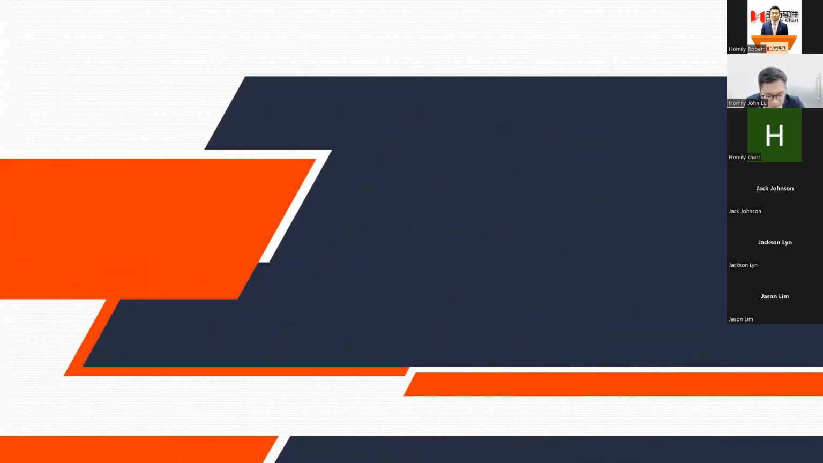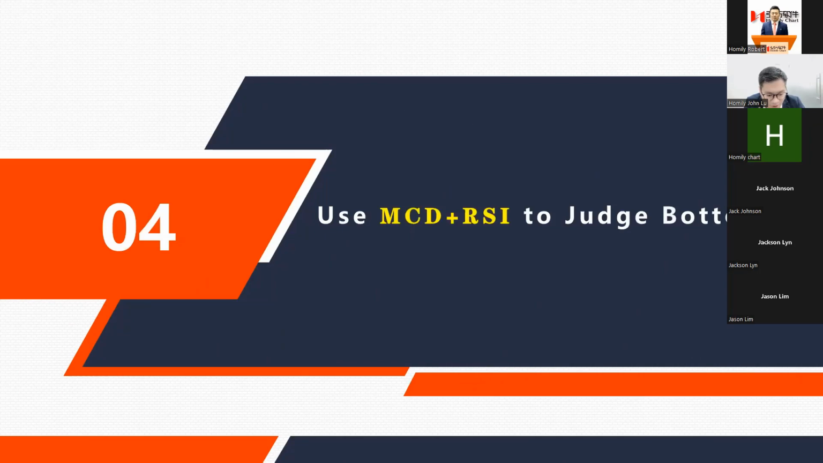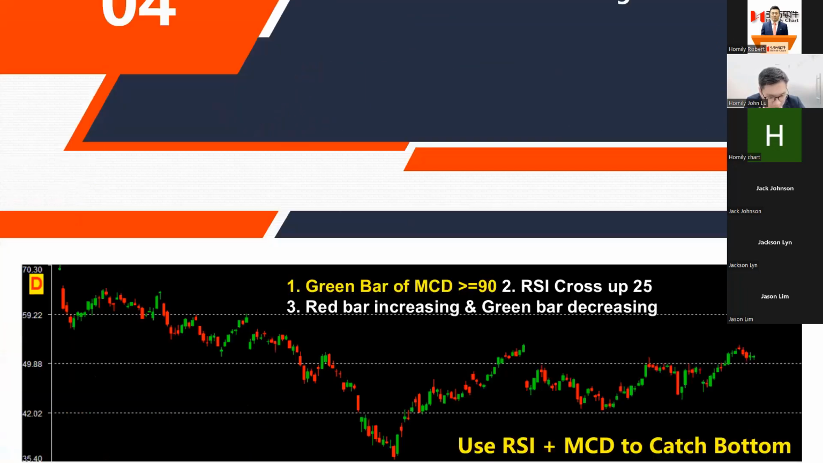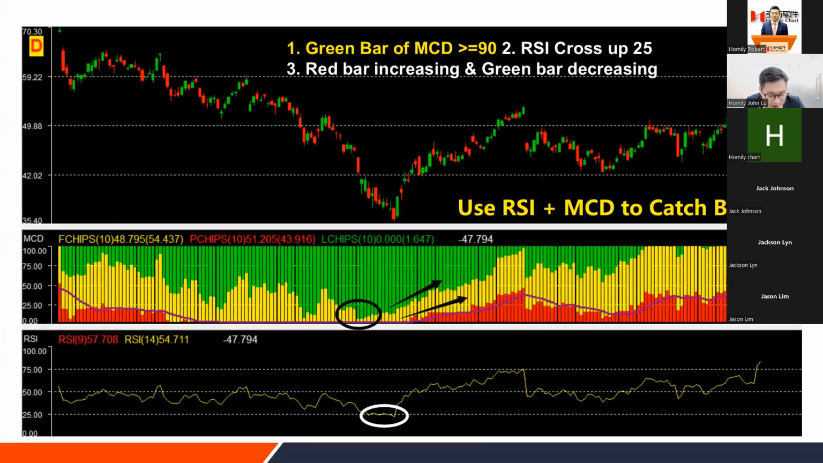Okay, so today is the final part. Number 4, use MACD plus RSI to judge the bottom. You can also get RSI from your app, under C. In our PC version, it's easy to get this. Now I show you the chart.